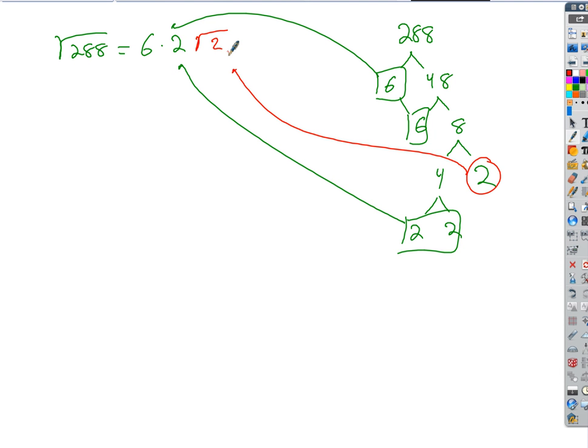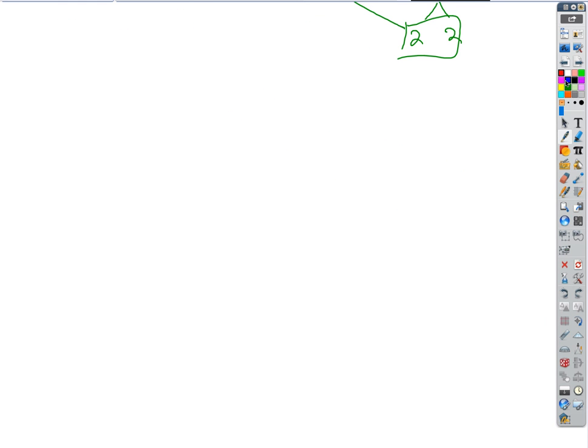Okay? Now some people saw something really good here though that would have made this process a little simpler, right? And that was, instead of breaking this into 6 and 48, what if we had instead done this? What if we had seen that 2 and 144 is better? How come 2 and 144 is better? Because 144 is a perfect square.